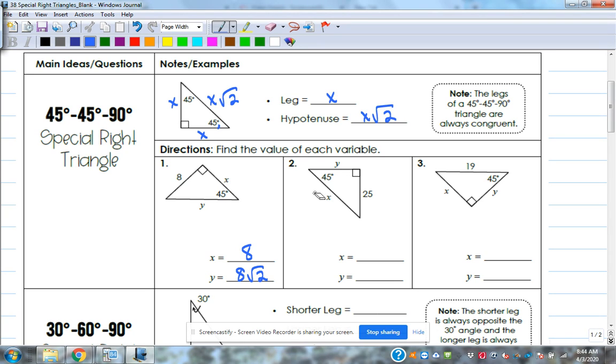Okay. So for this one, they swap where x and y are. So y is going to be 25, and x is the hypotenuse, so that's going to be 25 radical 2.